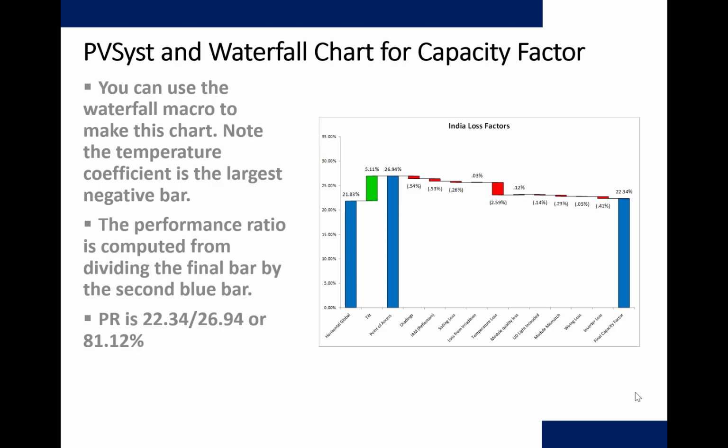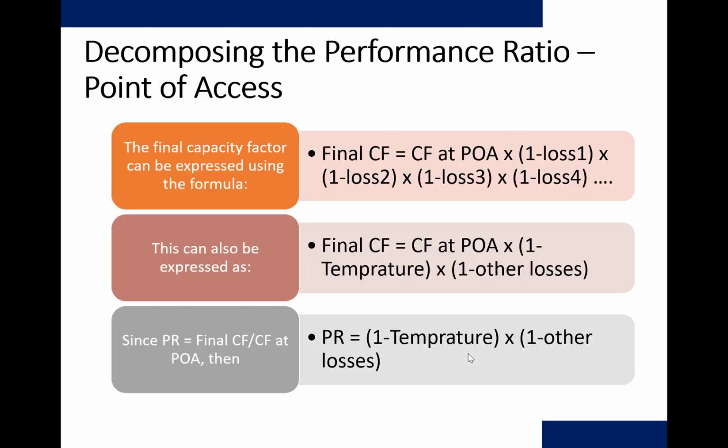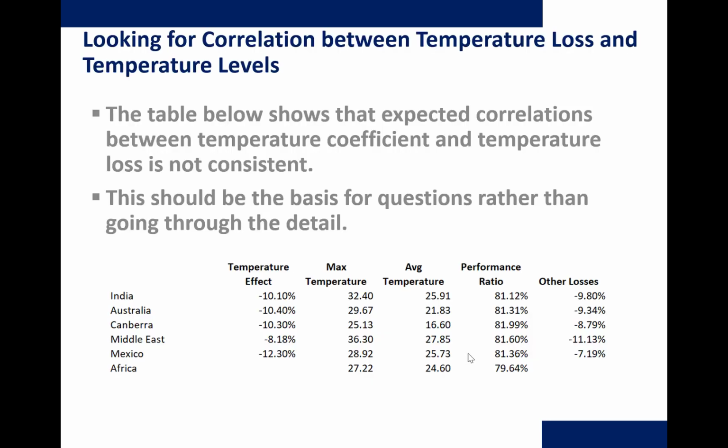What I do is just collect the PVsyst reports, and it's always this temperature loss. I was trying to make my waterfall graphs and show what it is, and these are different ways to express the performance ratio. And here's some of the stuff in the Middle East, where I think it's pretty odd.